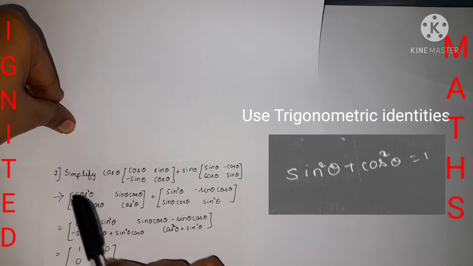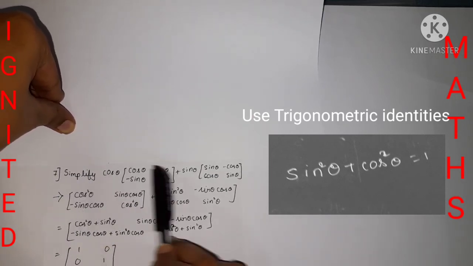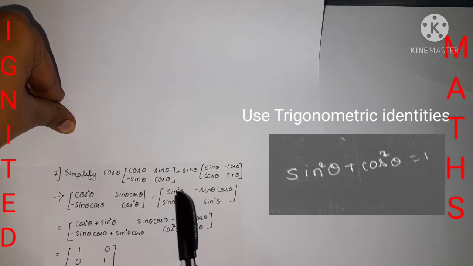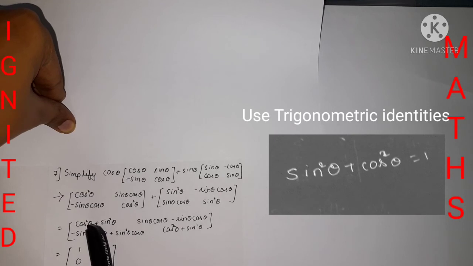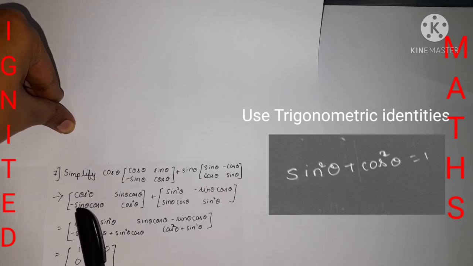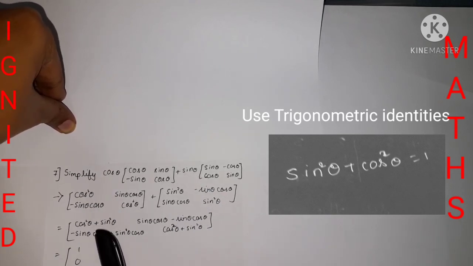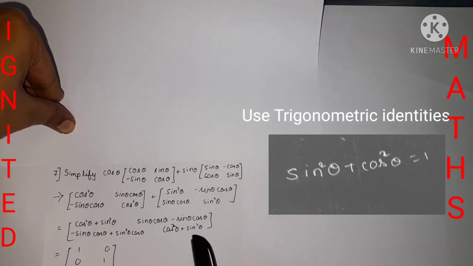Now if you take the element cos square theta present in the first row and first column, you need to add the element of the other matrix in the first row and first column. It's sin square theta. So cos square theta plus sin square theta. The same procedure is applied for each and every element. Sin theta cos theta minus sin theta cos theta, minus sin theta cos theta plus sin theta cos theta, cos square theta plus sin square theta.